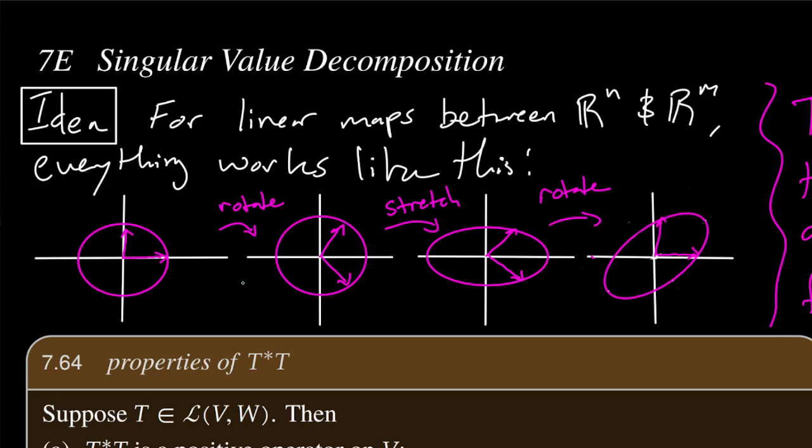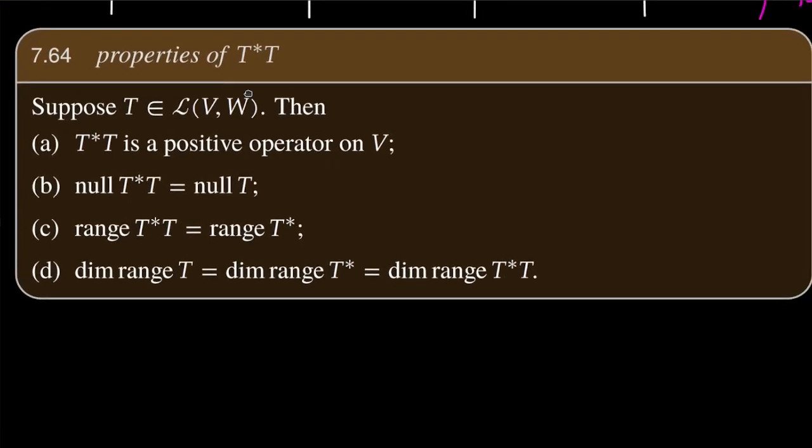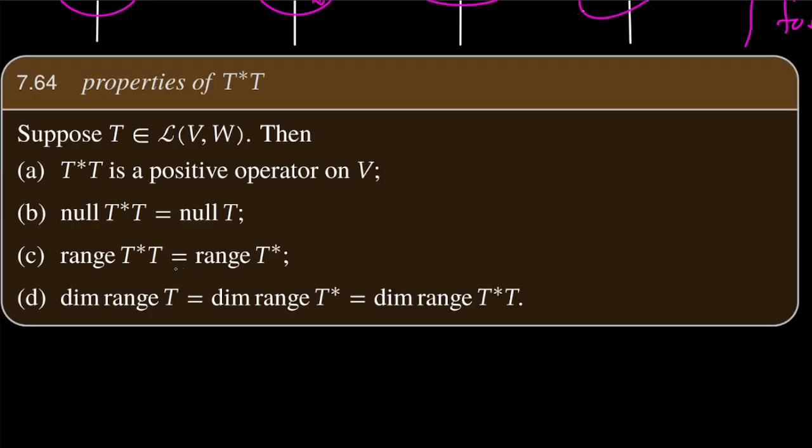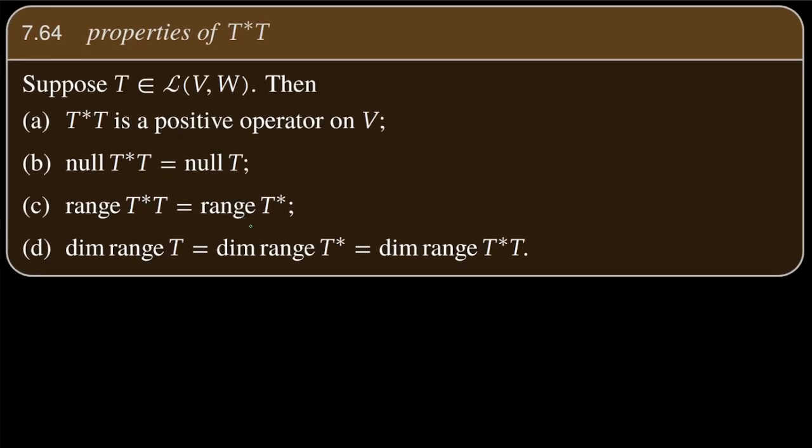Even things like integration, differentiation. Those are linear maps of functions, right? So, crazy. Integration and differentiation are just kind of rotate, stretch, and rotate? Yeah, in a certain sense, that's true. So let's get into it. To do this, we're going to need some facts about the adjoint of T multiplied by T.